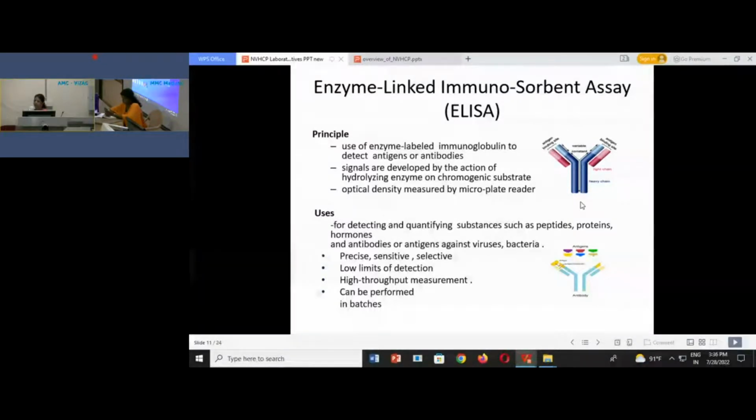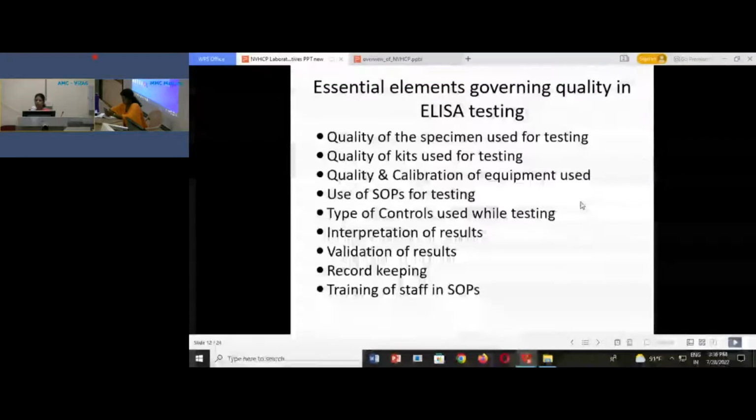Essential elements governing the quality in ELISA testing: quality of the specimen used for testing, quality of the kits used for testing, quality and calibration of the equipment used, use of standard operating procedures for testing, type of controls used while testing, interpretation and validation of the results, record maintenance, and training of the staff regarding the standard operating procedures.